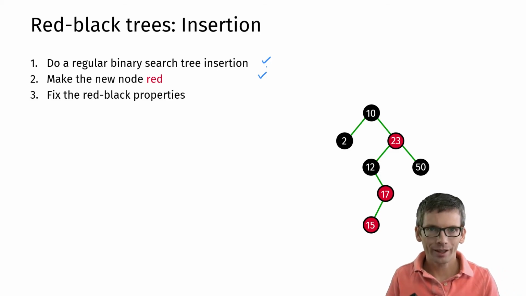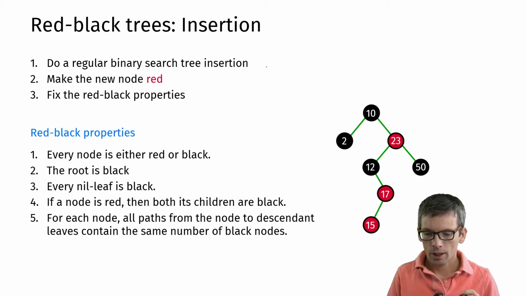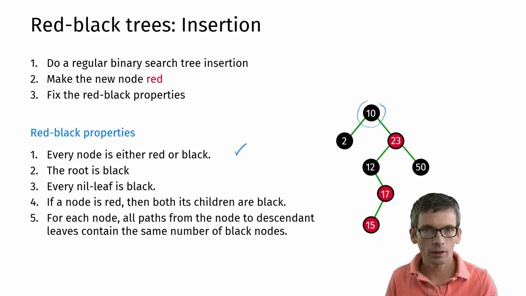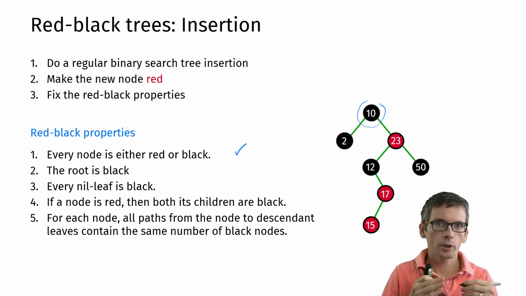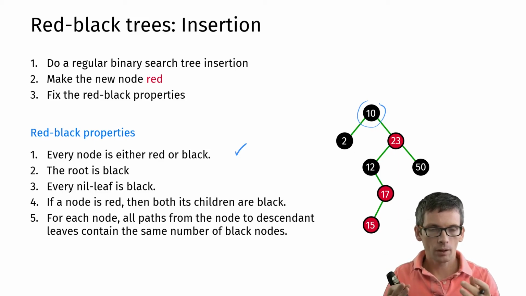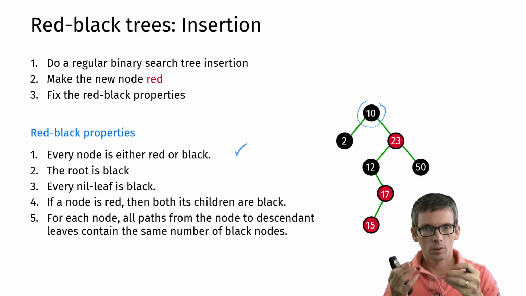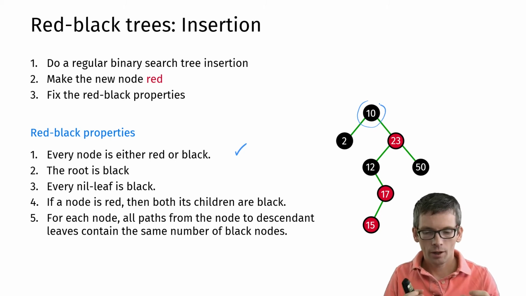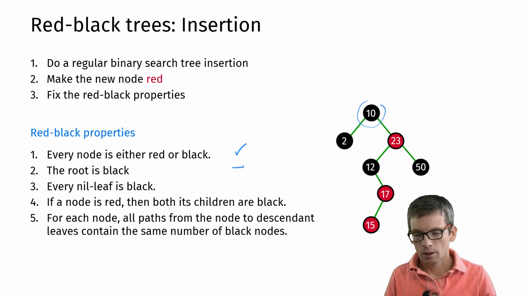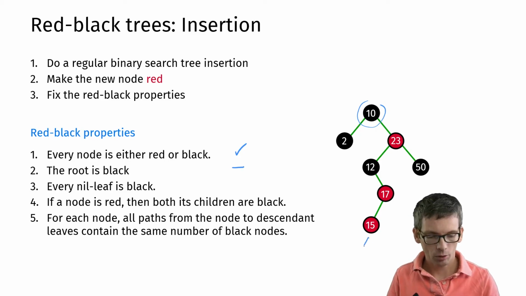Now I need to fix the red-black properties. So which properties might be violated? Let's have a look. Every node is either red or black. That is true. The root is black. Okay, this is most likely true. If the tree previously was empty, then I just have this one node, which is red so far. This would be very easy to fix, but this might be violated. Every nil leaf is black, so sure, that is the case.